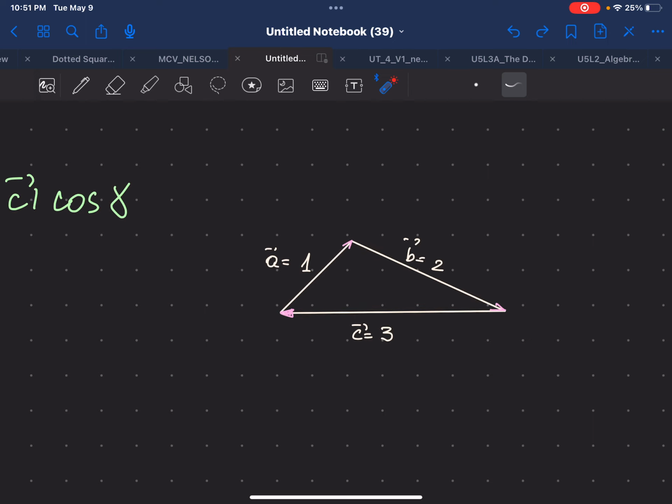Now, remember, this is vector A, 1 unit. This is vector B, 2 units. And this is vector C, 3 units. And as you can tell, the vectors are all placed head to tail. That's because their sum equals 0, so the equilibrium triangle. So how about the angles alpha, beta, and gamma?